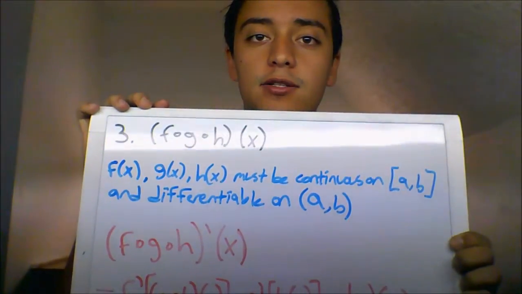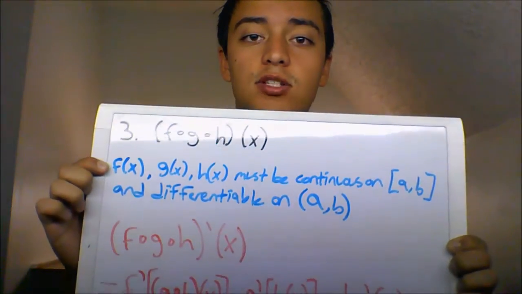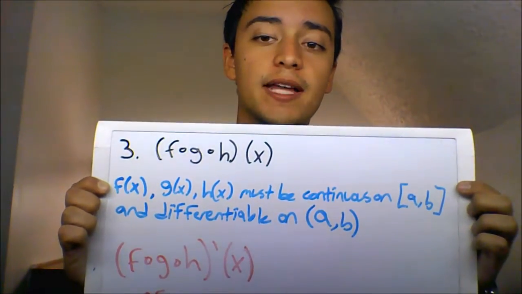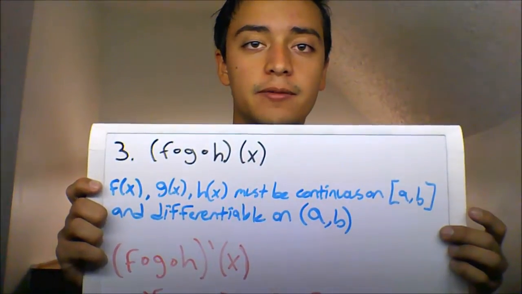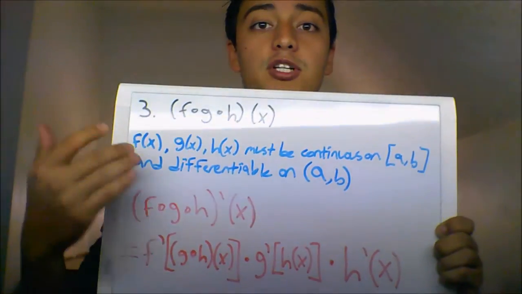But before we do that, just like the chain rule states, we need to state that f of x, g of x, and h of x must be continuous on the closed interval from a to b and differentiable on the open interval from a to b. Then we can use the chain rule and apply it one extra step.